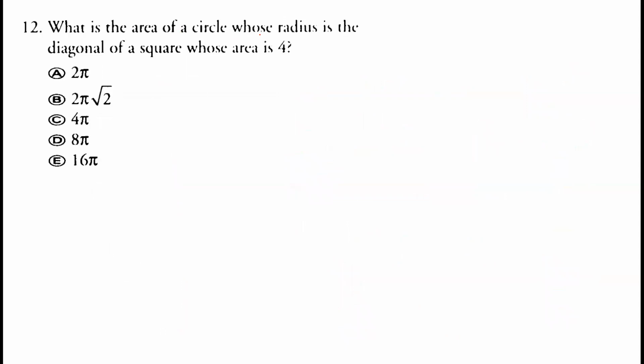Now, what is the area of a circle whose radius is the diagonal? So the radius is the diagonal of what? Of a square whose area is 4.